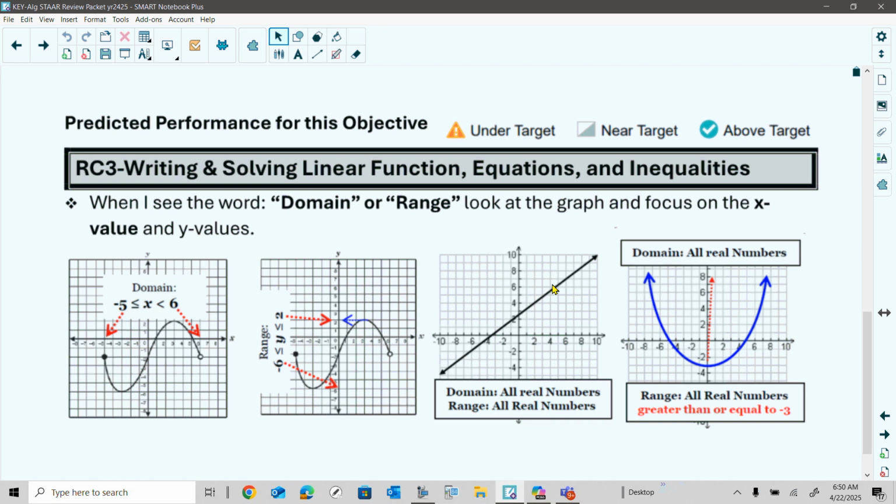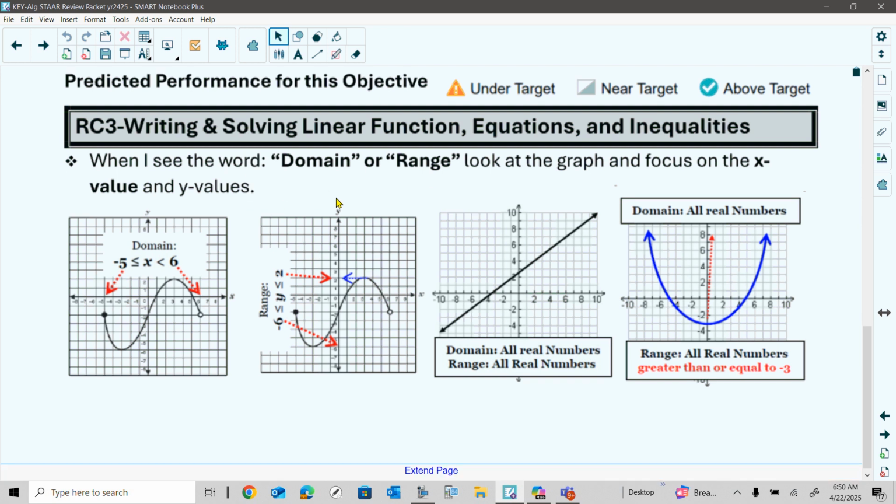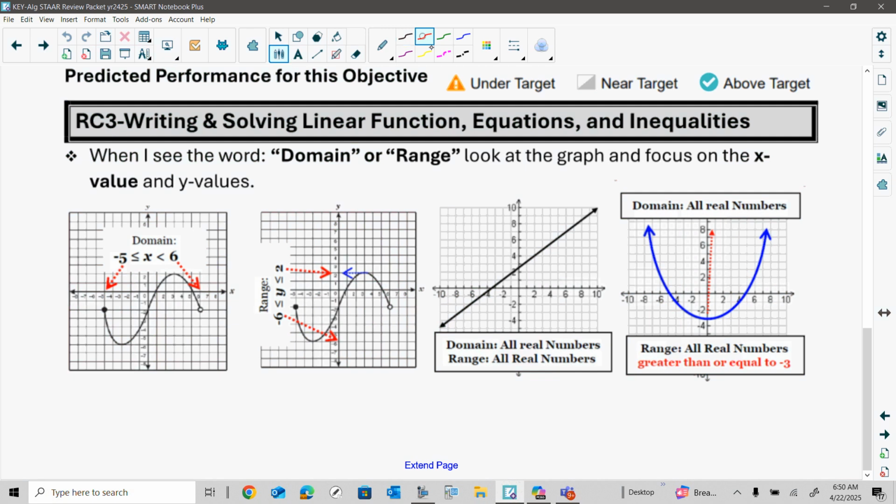All right, guys, now let's talk about the objective RC3, which is some more linear functions, equations, and inequalities, but now we're writing and solving them, okay? So a couple things, some keywords to notice in this objective is the word domain and range, okay? We need to make sure we associate domain is your x values, okay? And your range are your y values.